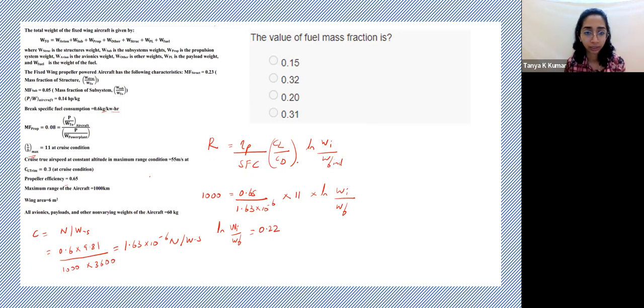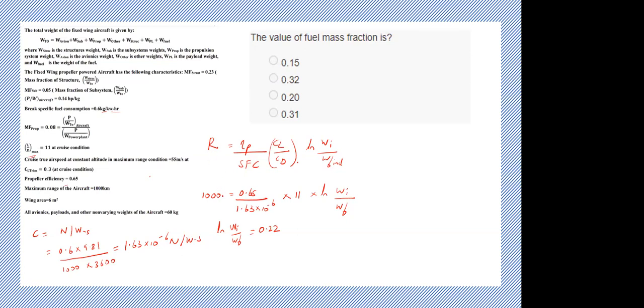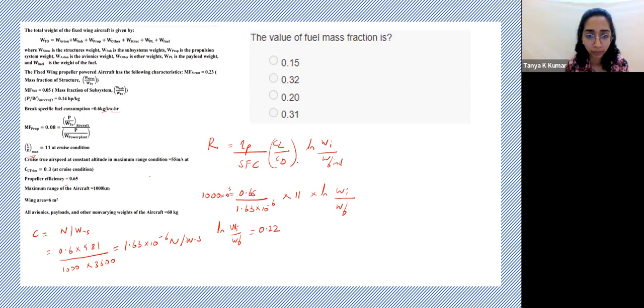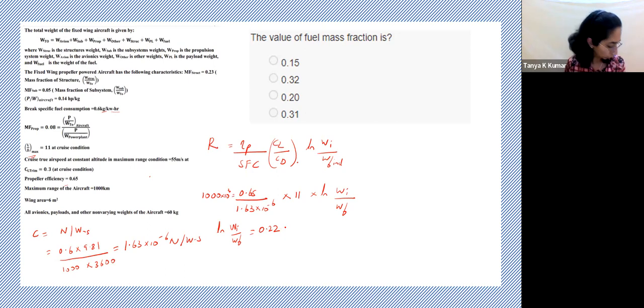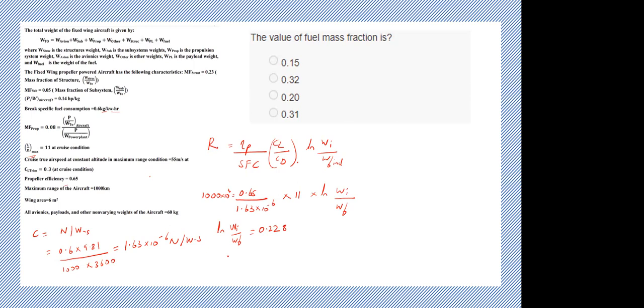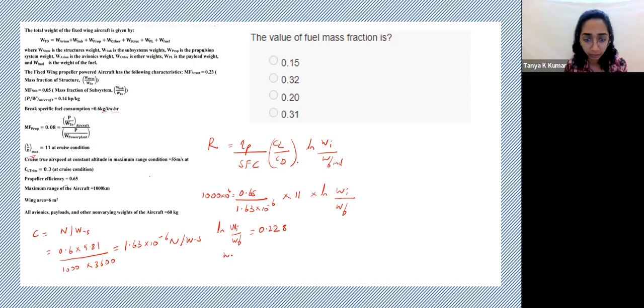Oh yes, kilometers. This should be in meters, right? Yes, ma'am. So range is given in kilometers, so you have 10 raised to power 3 here. Yes, ma'am. Now 0.2279 or 0.228. Okay. So 0.228, right? Yes, ma'am. Okay. So then if I take weight initial by weight final, if I take e power 0.228, what will it come to?